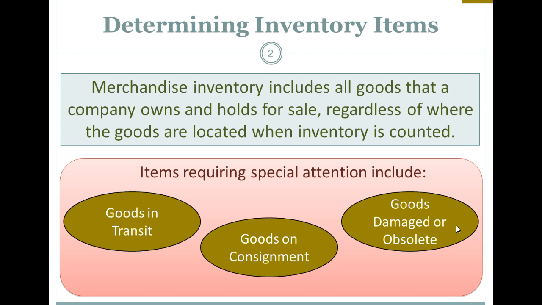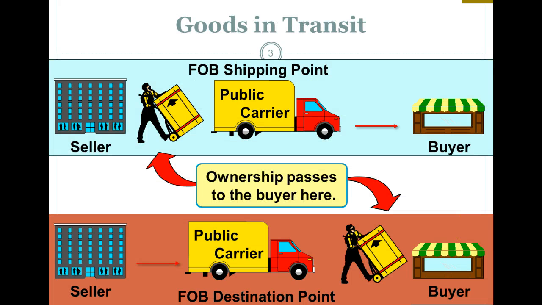And then we have to pay attention to any inventory that's damaged or obsolete, because we are going to have to mark that down to reflect the depreciation of value. Let's get into goods in transit. We touched on this a little bit earlier. Let's get into specific issues here.